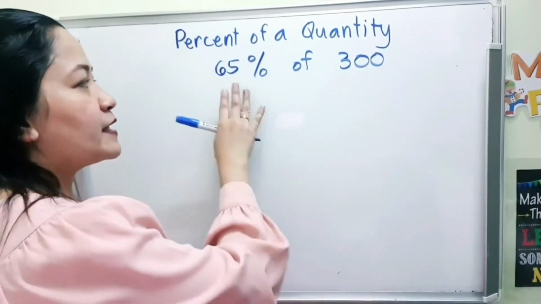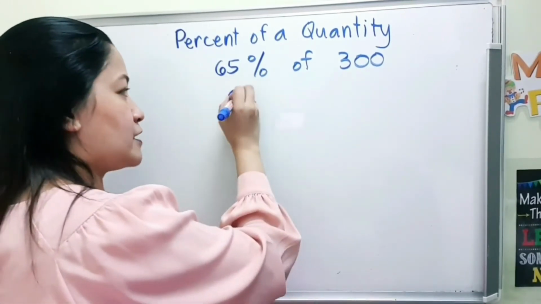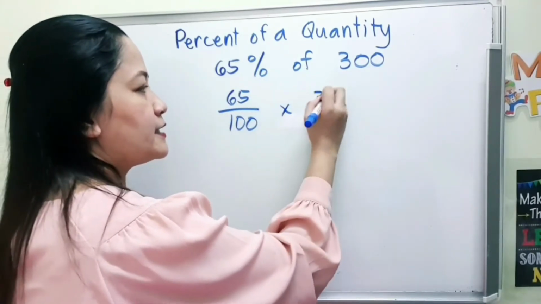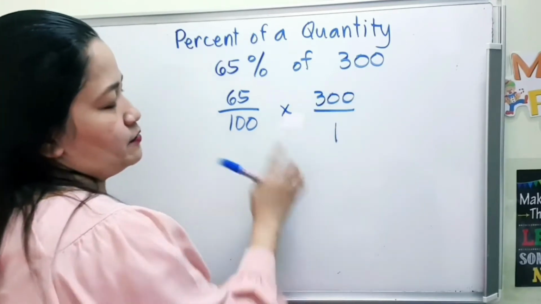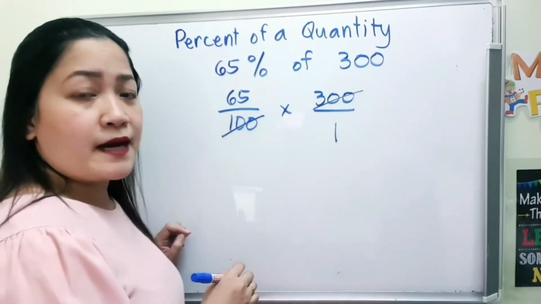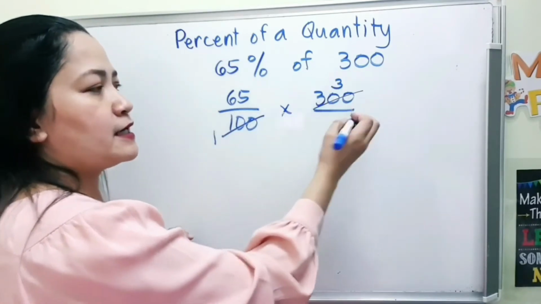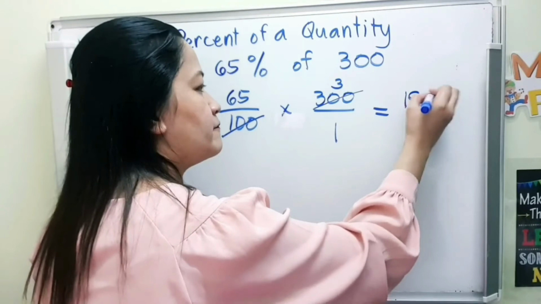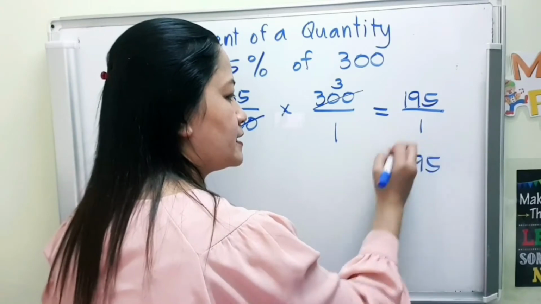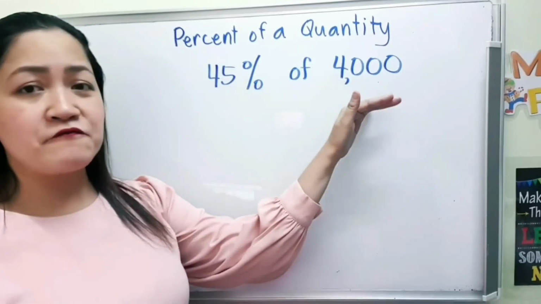Another example, we have 65% of 300. So write this as a fraction, that is 65 over 100 times 300 over 1. So we can simplify 300 and 100. We can divide both by 100. So this is 3, this is 1. 65 times 3 is 195 over 1 times 1 is 1. That gives us 195.